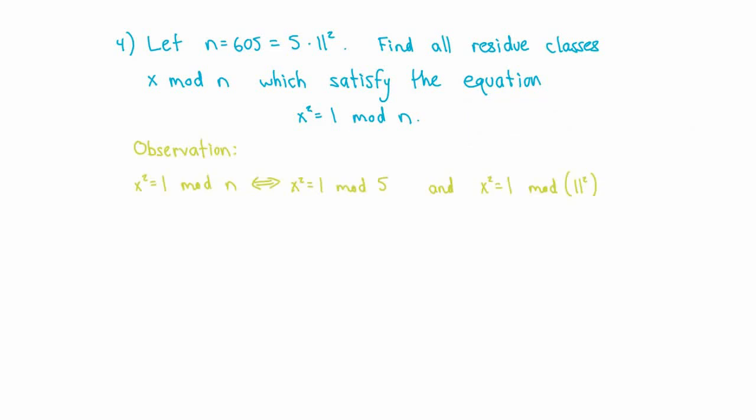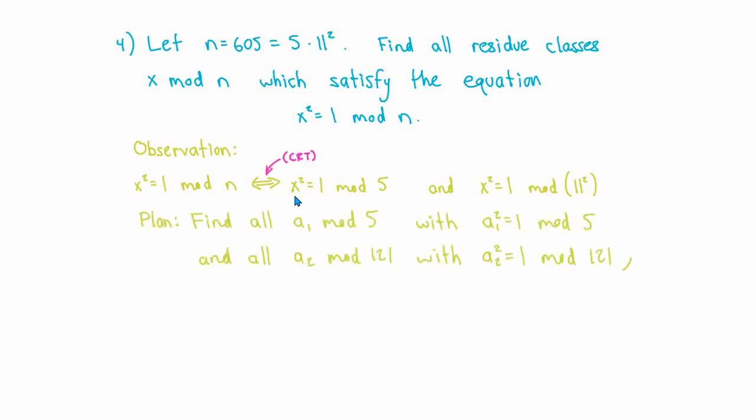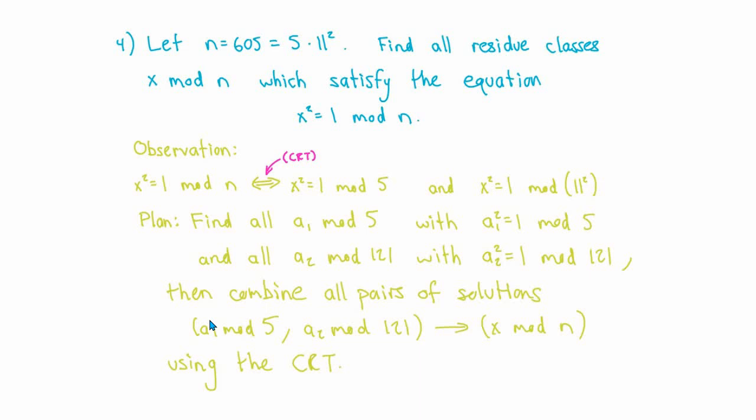The key observation here is to notice that the system of equations x squared equals 1 mod 5 and x squared equals 1 mod 11 squared has a unique solution modulo the product of those moduli by the Chinese remainder theorem. And so the strategy is to try to solve each of these equations modulo 5 and modulo 11 squared, and then combine all pairs of solutions into solutions modulo n using the Chinese remainder theorem. Now the reason why this is a good strategy is because it's a lot easier to solve the equation x squared equals 1 modulo a prime power than it is to solve the equation x squared equals 1 modulo a composite number directly. And let me try to first explain why that's true.